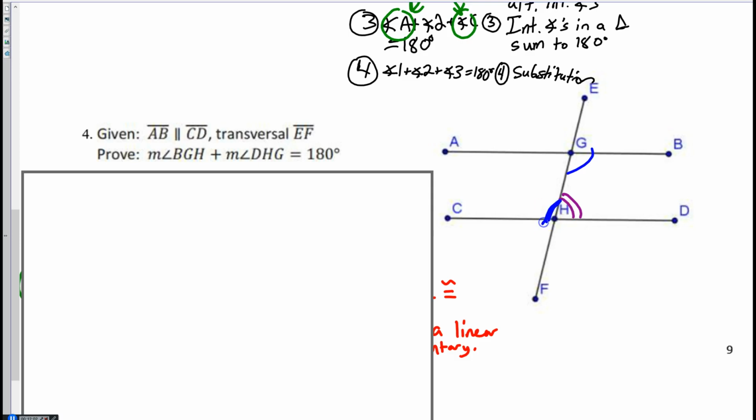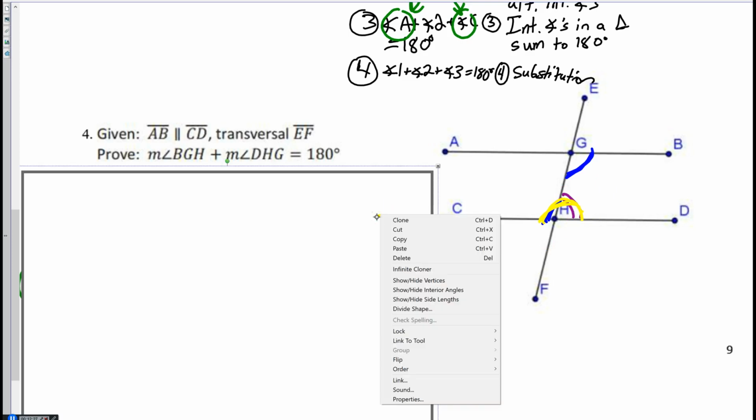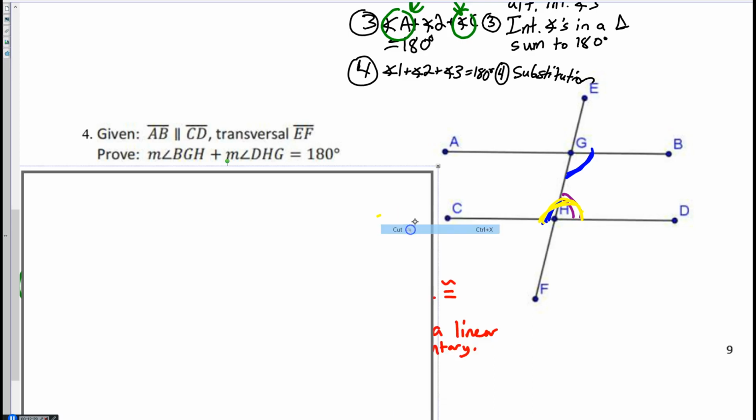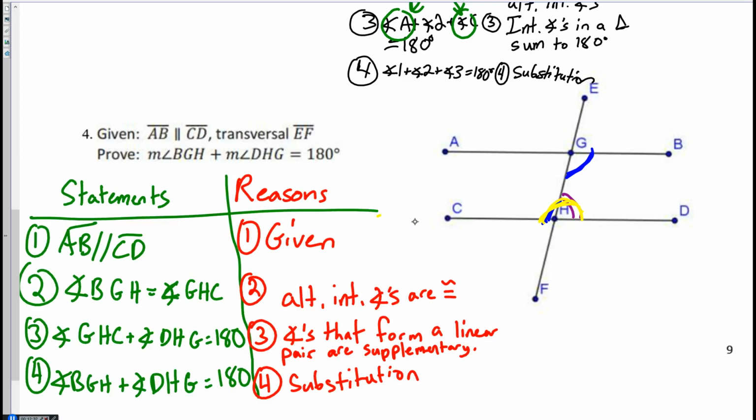So maybe if I say that CHG and BGH are congruent because they're alternate interior, that would help me. And then I could state that these two, CHG and DHG, are supplementary because they form a linear pair, and then I could work backwards with some substitution from there. So let's take a look at what that proof looks like. Now, your proof doesn't need to look exactly like mine, as long as you got to the same conclusion.